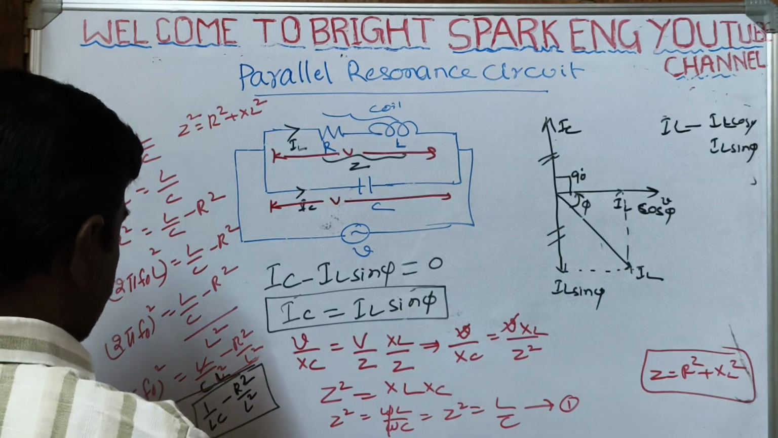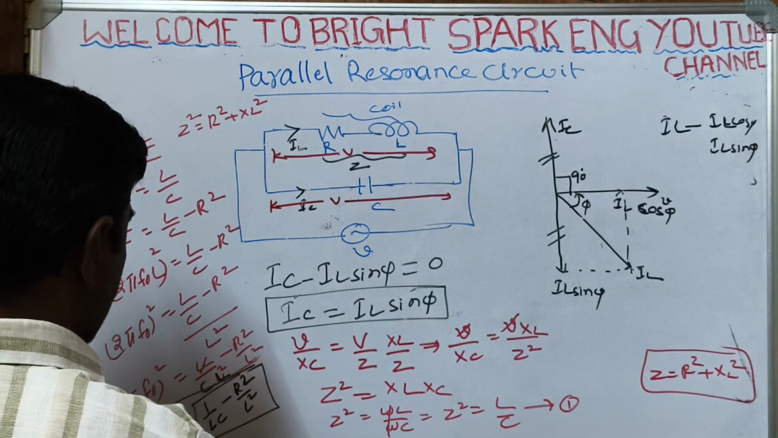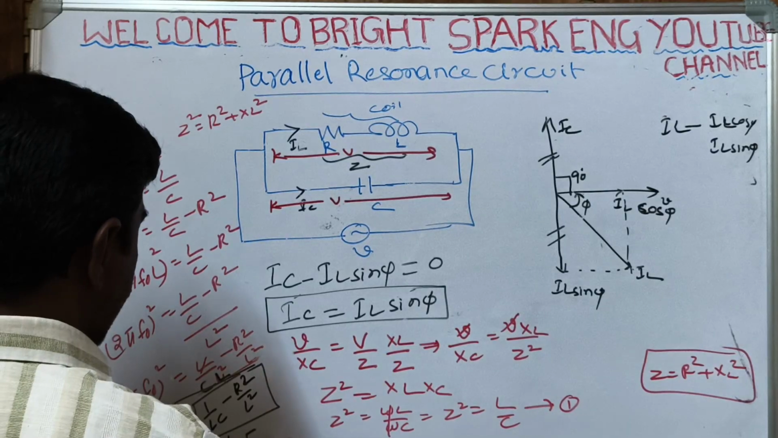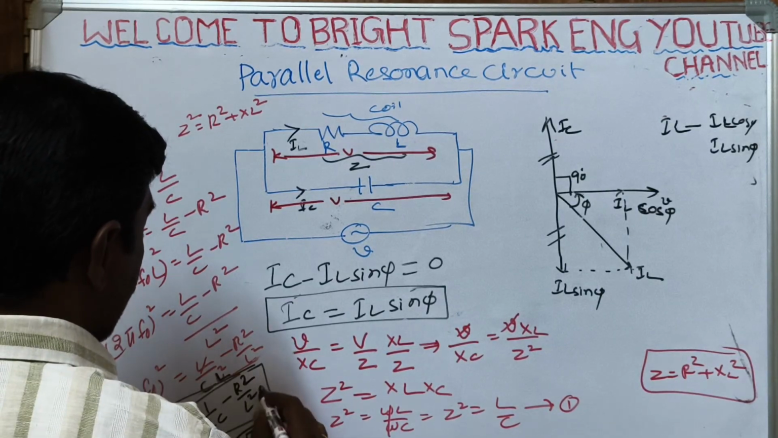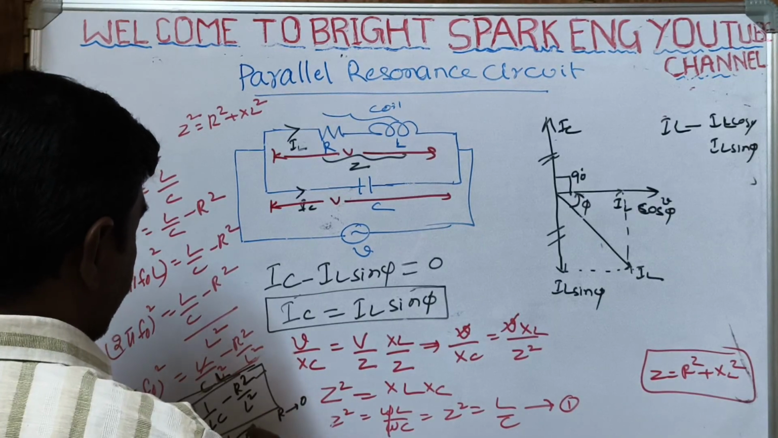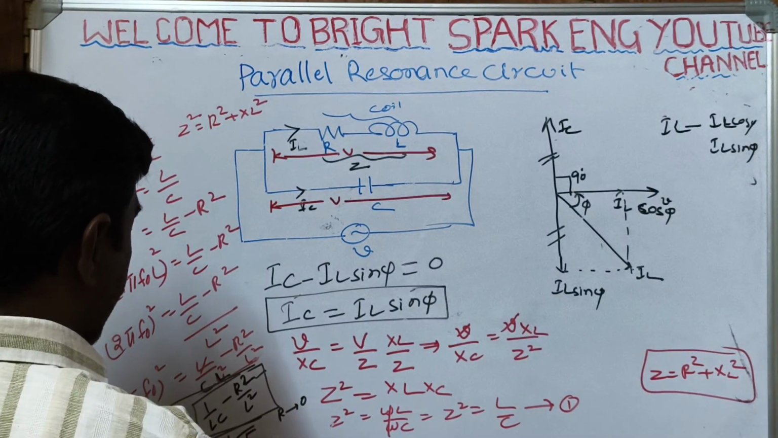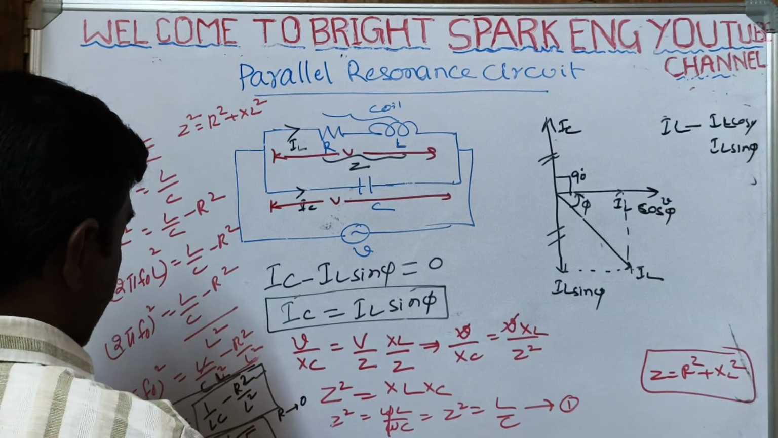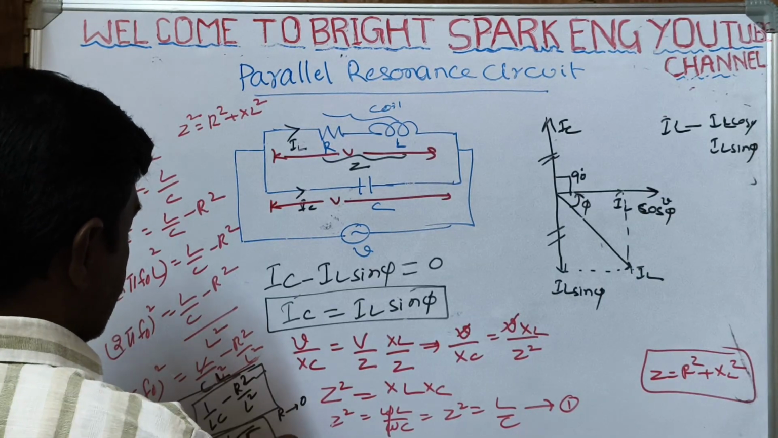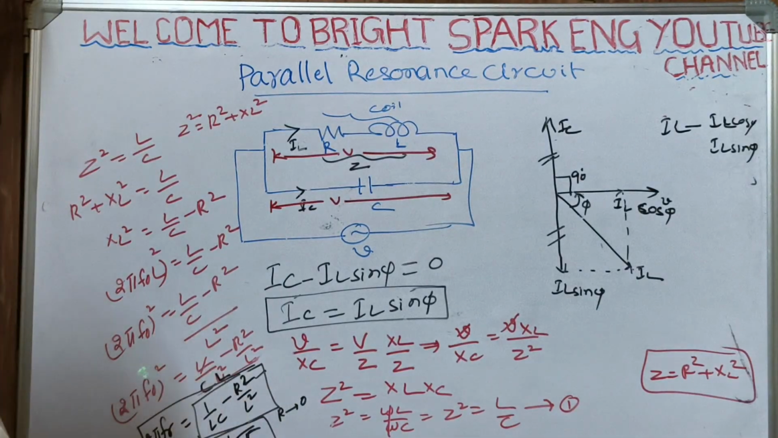Here the resonance frequency Fr is equal to 1 by 2 pi root LC. Here R is neglected, R is equal to 0. That's why the resonance frequency is equal to 1 by 2 pi root LC. This is the resonance condition formula.